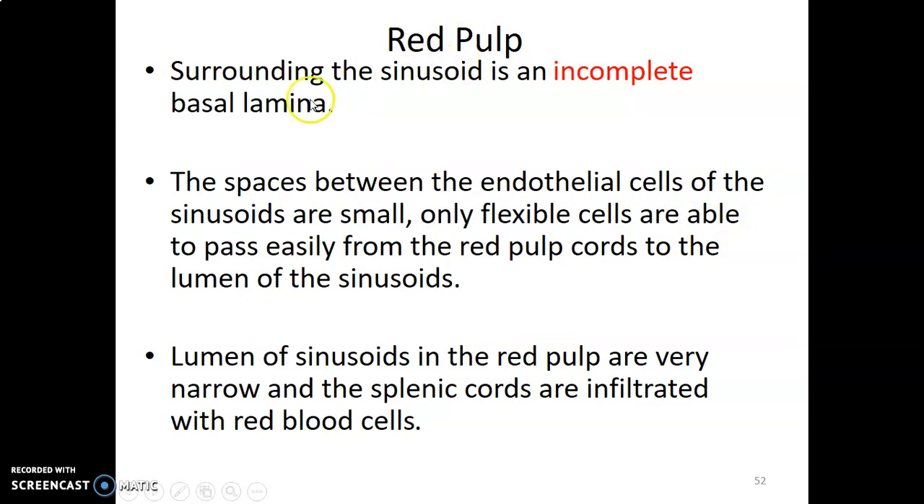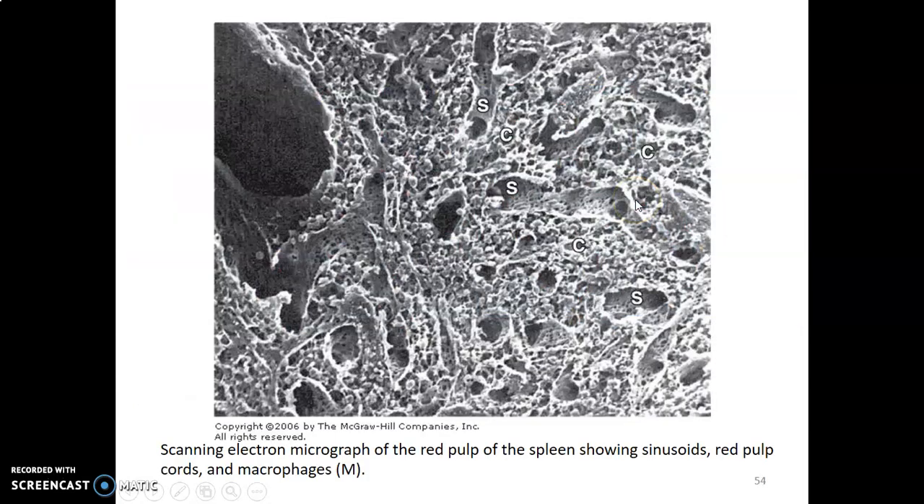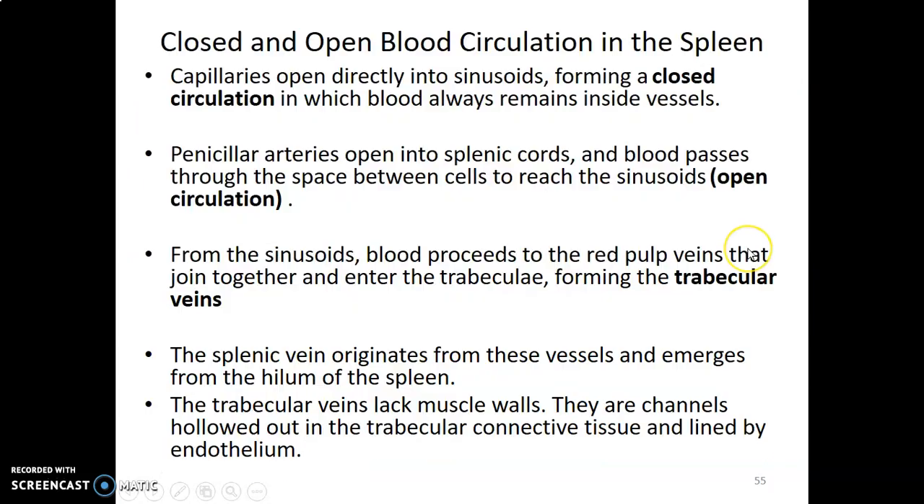The red pulp usually has an incomplete basal lamina surrounding the sinusoids, and the spaces between the endothelial cells are usually small so that only flexible cells are able to pass through. The lumen of the sinusoids is very narrow, and the splenic cords are infiltrated with red blood cells. So number 1 are the splenic sinusoids, and number 2 are the splenic cords with the immune cells and blood cells. These are the endothelial lined channels of blood, the splenic sinusoids. This is how they appear under an electron microscope: these are splenic sinusoids and these are splenic cords.